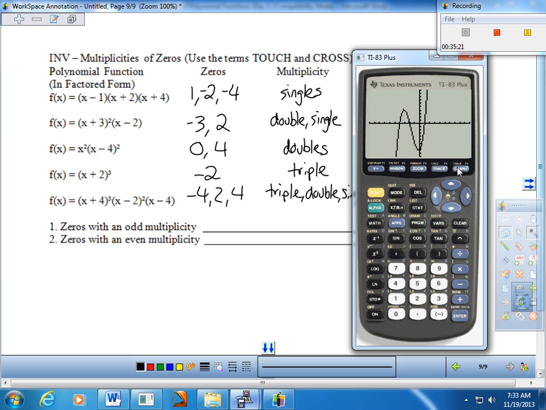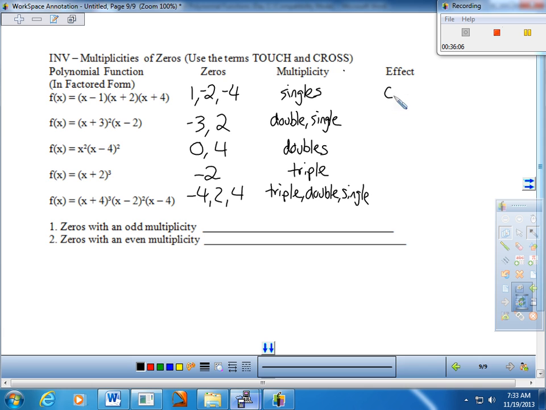Okay, so we pretty much figured we would see one at -4. There it is. -2 and 1. Did it cross or touch at each of those? And here's, of course, what we see. It's going right on through. It's crossing, crossing, crossing. And so let's just put that it crosses at all 3.